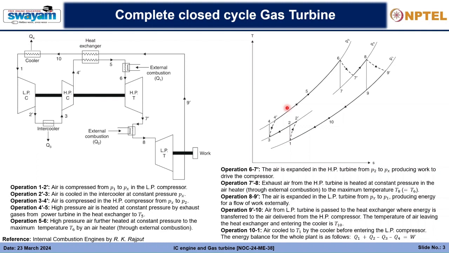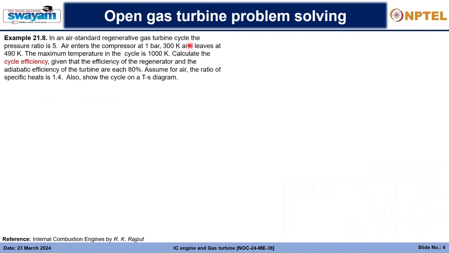But the processes of intercooling, regeneration, and reheating, these applications I have shown for a completely closed cycle gas turbine. But if we do not connect this exhaust back to the low pressure compressor, the loop will be open. Accordingly, we will have a complete open cycle gas turbine. So that's the entire concept behind it. We will now be solving a few problems.